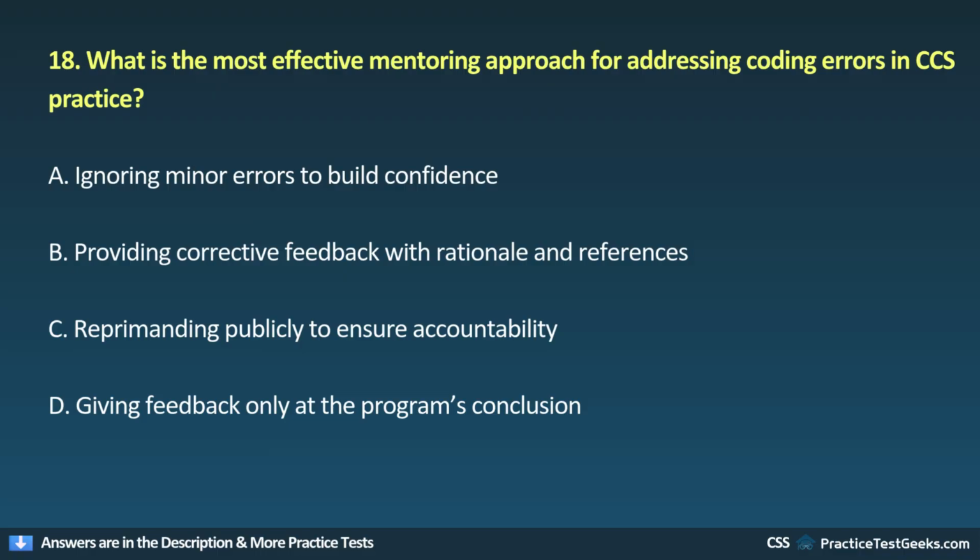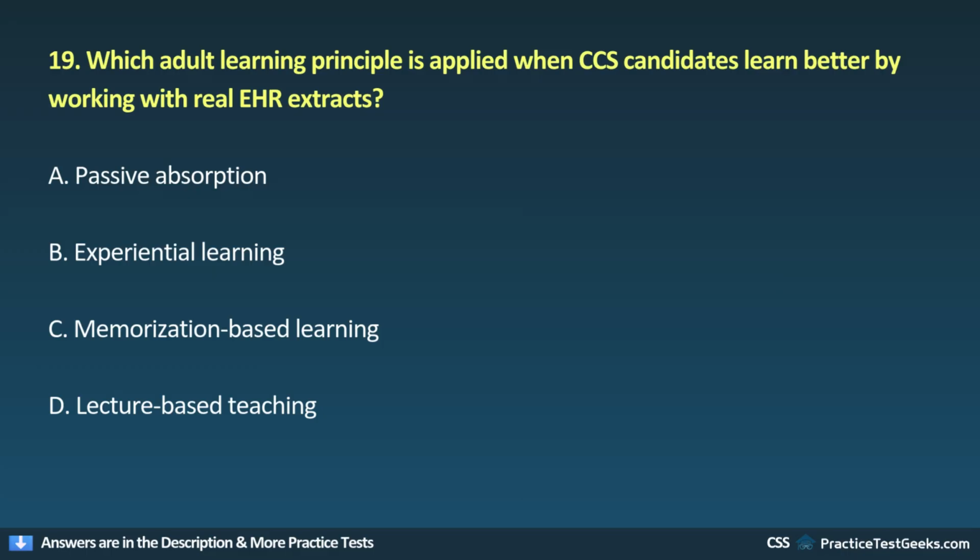A. Ignoring minor errors to build confidence. B. Providing corrective feedback with rationale and references. C. Reprimanding publicly to ensure accountability. D. Giving feedback only at the program's conclusion. 19. Which adult learning principle is applied when CCS candidates learn better by working with real EHR extracts?